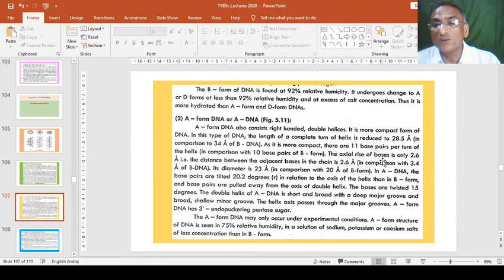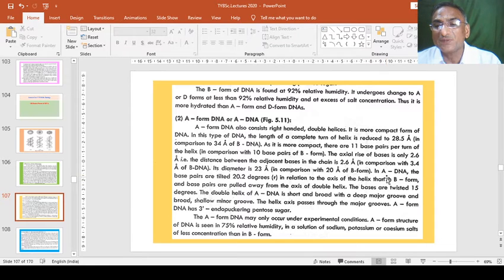The axial rise of bases is only 2.6 angstrom. That is, the distance between the adjacent bases in the chain is 2.6 angstrom in comparison with 3.4 angstrom of bDNA. Its diameter is 23 angstrom in comparison with 20 angstrom of B form.